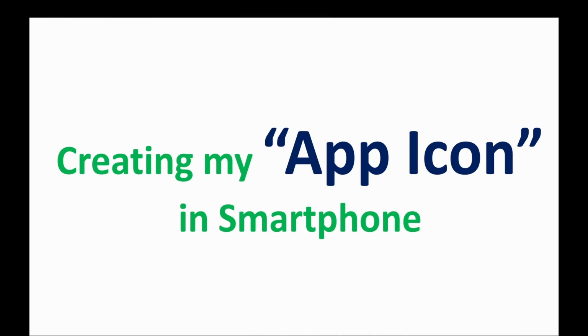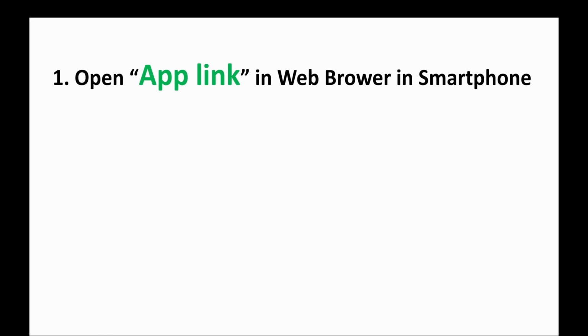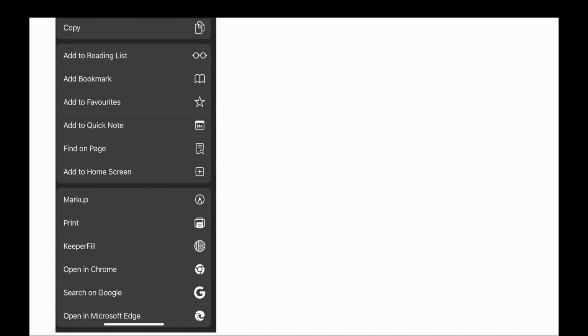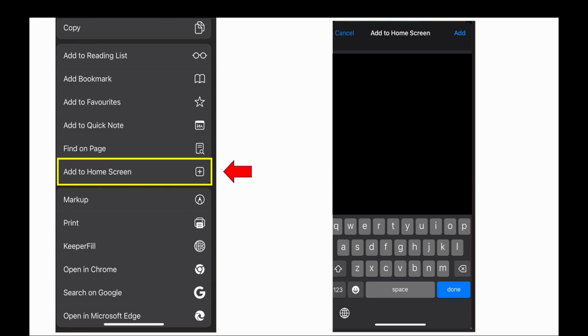The next part is creating my app icon on my smartphone. First, open the app link in a web browser on your smartphone. Second, search for the Share button and click it. Then you can see the menu list. Please go to Add to Home Screen. After that, you can see like that. Simply click the Add button here. Then you are able to see your app icon.